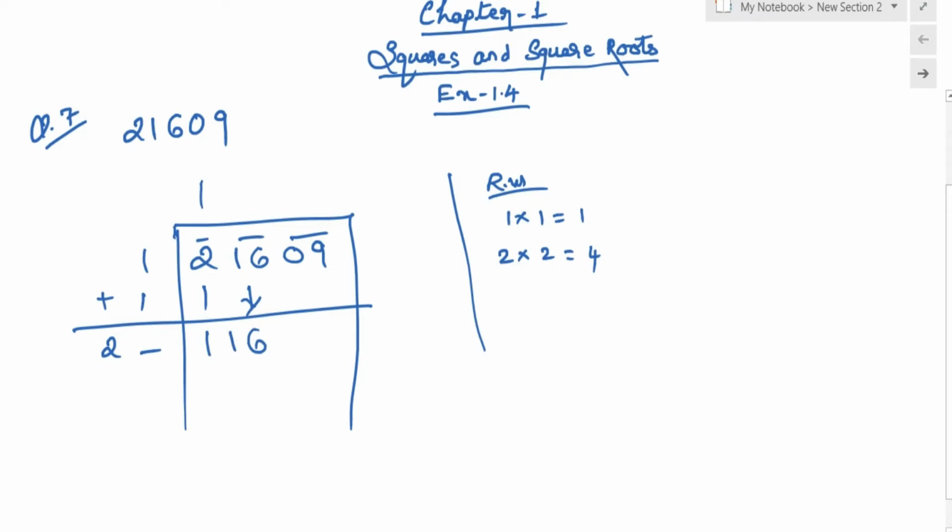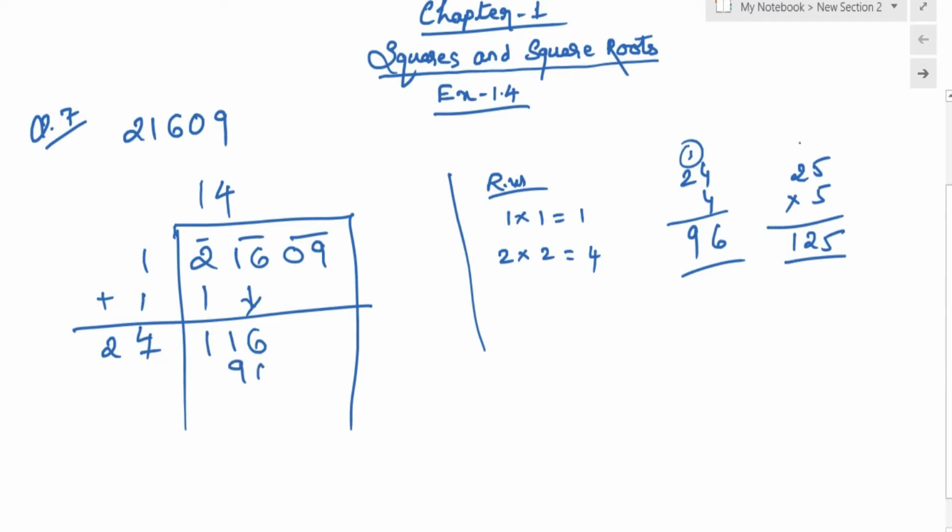Now we'll see 3 3s are 9 and 2 2s are 4, so we can go ahead with 24 into 4. Let's see, 4 4s are 16, 4 2s are 8 plus 1 is 96. Let's go ahead with the next step. 25 into 5, how much are we getting? 25 5s are 125, we all know, and 125 is much higher, so we'll go ahead with the procedure of 24 into 4. We are having 96. 6 minus 6 is 0.